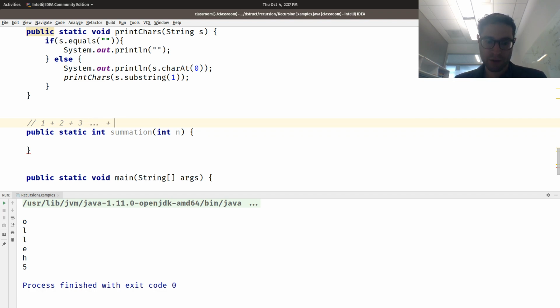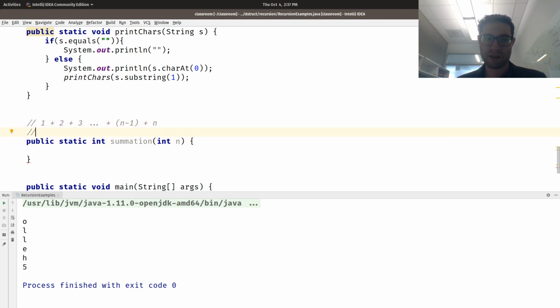plus 4 plus, n minus 1 plus n, all the way up to n, right? And we're going to do it recursively, right? Because we see this pattern a lot. So let's think about our base case here.